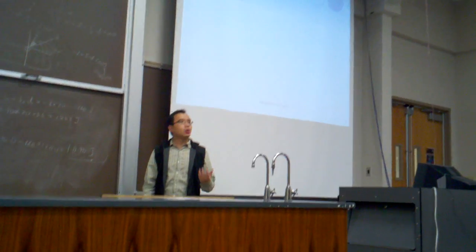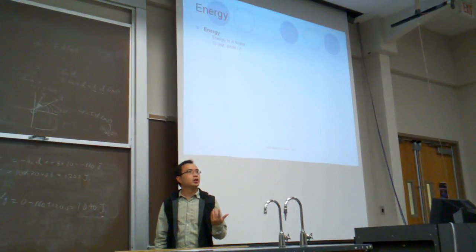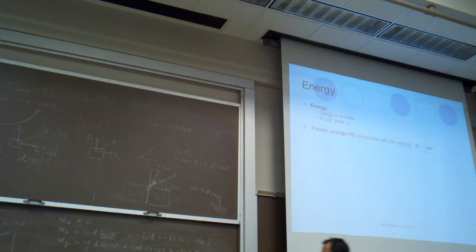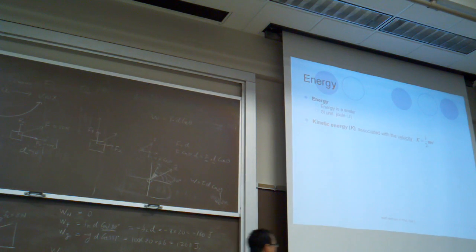Work is a change, some kind of change of the energy. And energy is the ability to do work. So basically that's what we call energy. Energy can have different forms. The most important form is called the kinetic energy.